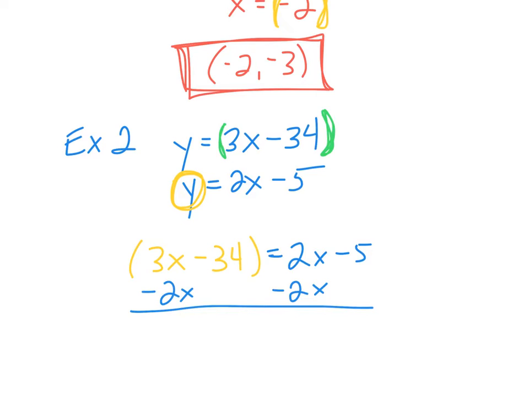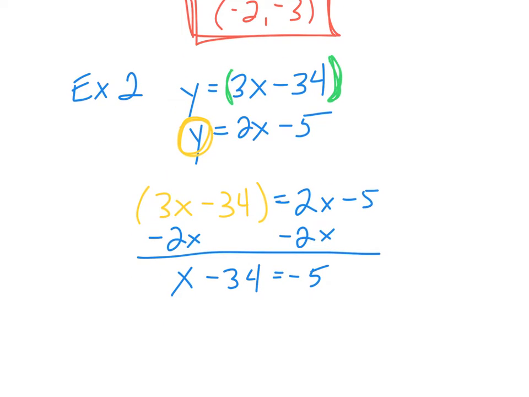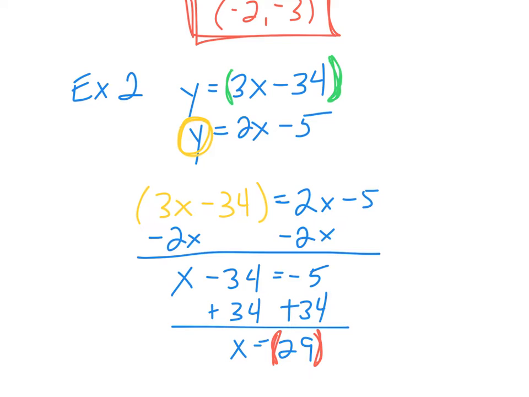So here we have a subtraction of 2x on both sides, and that leaves me with x minus 34 equal to negative 5. And so from here we simply solve for x, and we do that by adding 34 to both sides, and that gets me x equal to 29. Now once I have my 29, then I can go in and use this 29 in either the first or the second.